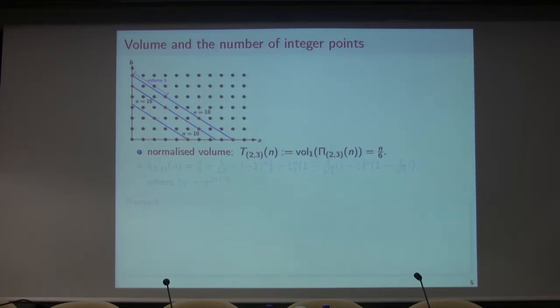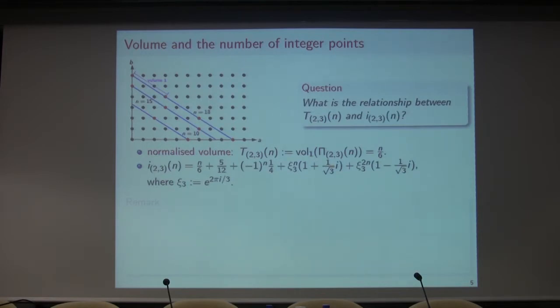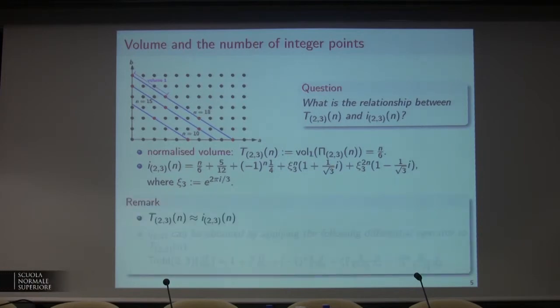And the formula for the number of integer points is slightly more difficult. We also have to start with n over 6 here, and then some linear terms, and then some constant terms which vary depending on which coset modulo n we are in. So here, this one depends on whether n is even or odd, and this is a certain root of unity. And then, of course, you can ask what is the relationship between the volume and the number of integer points in this polytope. One obvious answer is that they are roughly the same. The leading terms are equal.